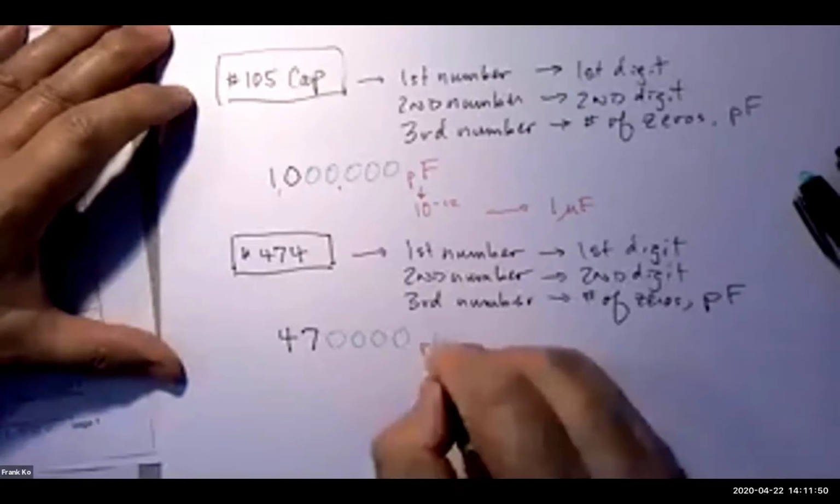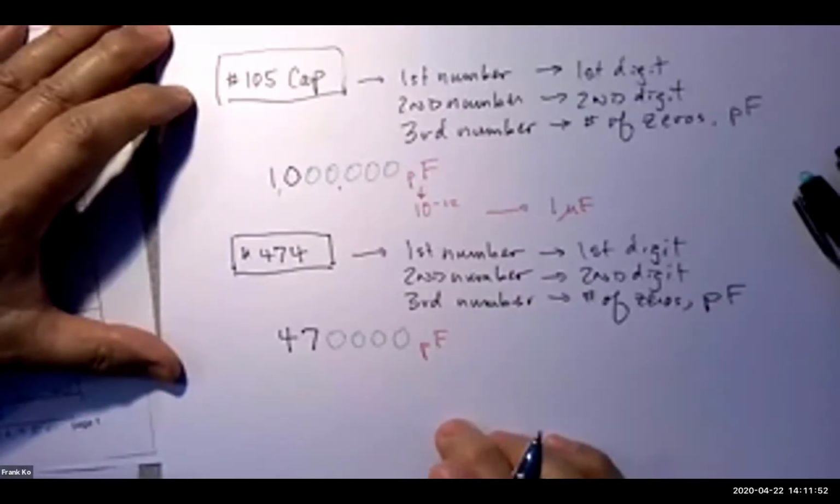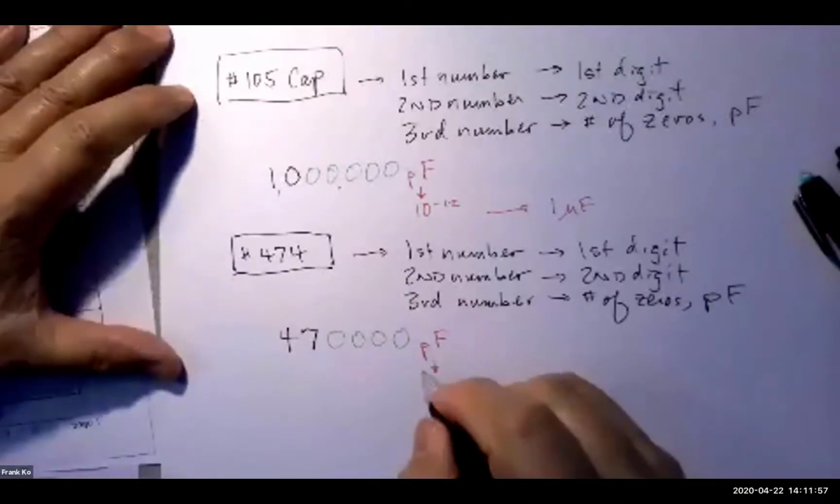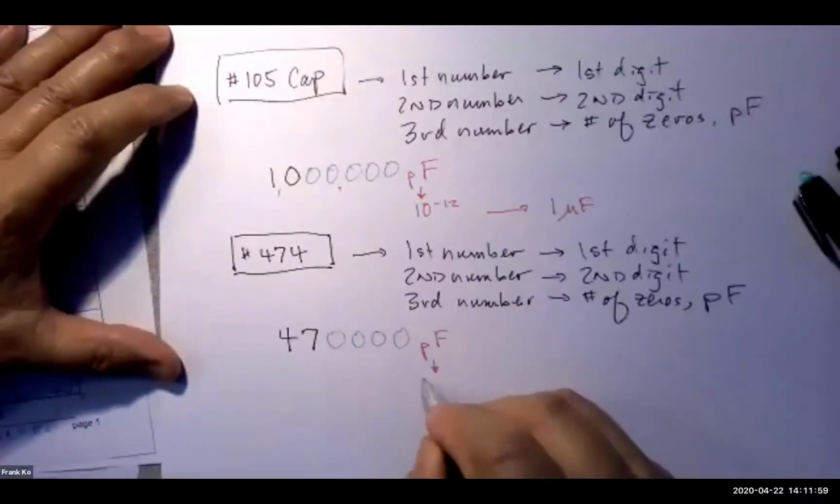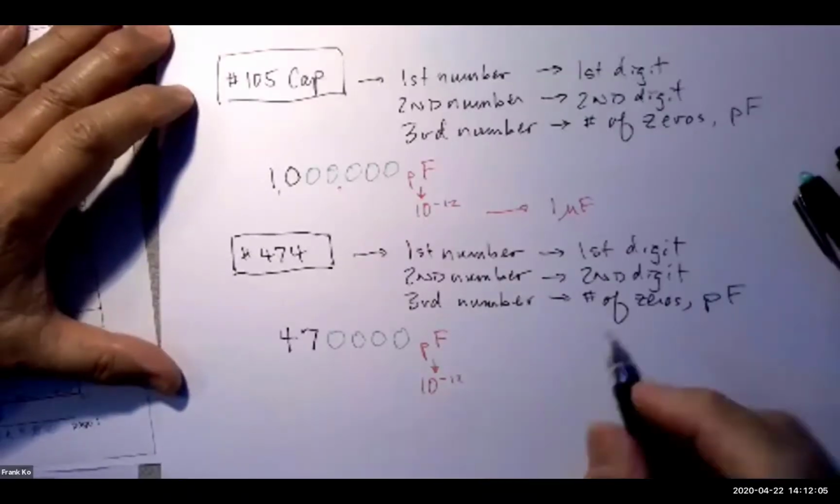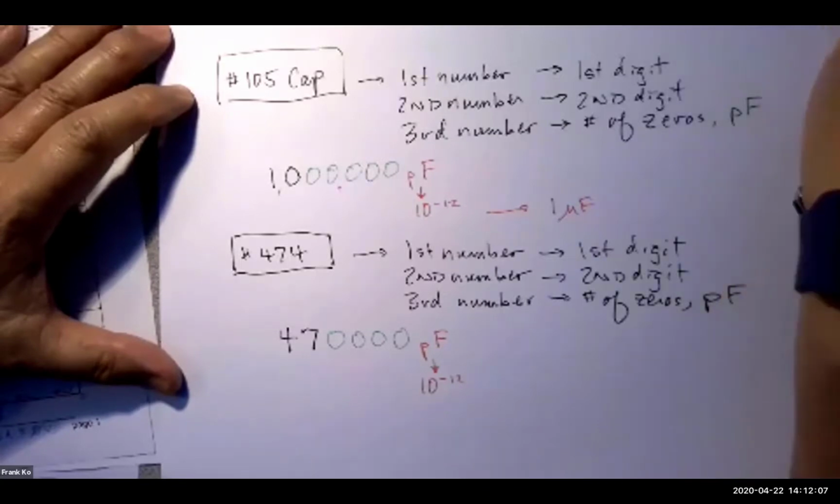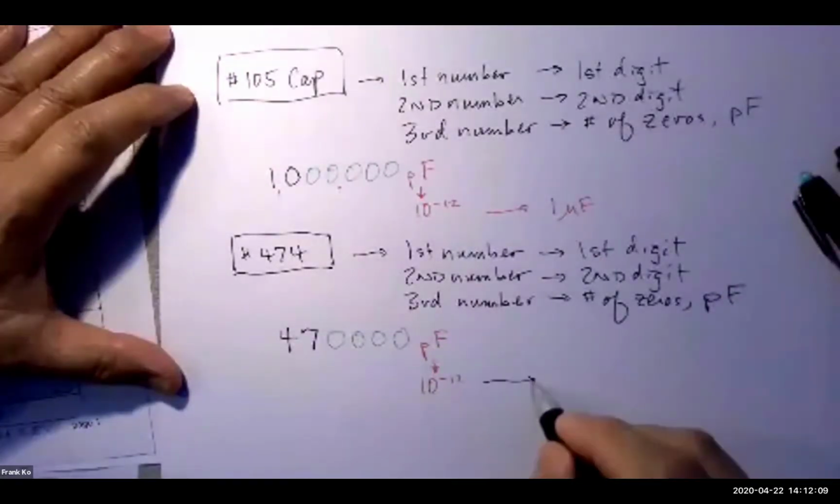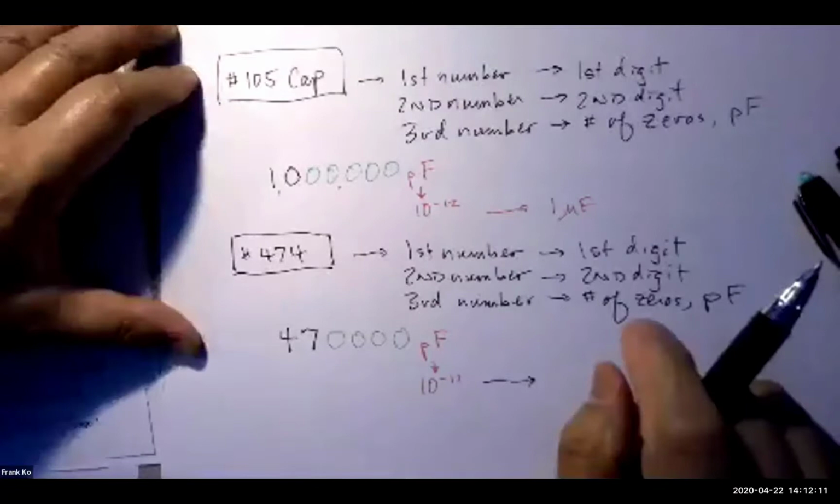Now, Kyle, what do I have to write down after these 4 zeros? The picofarads. So I write down a lowercase p, capital F, yes? Picofarad is what power of 10, Rebecca? Negative 12. So if you key this into your calculator, what is the value that your calculator spits out?